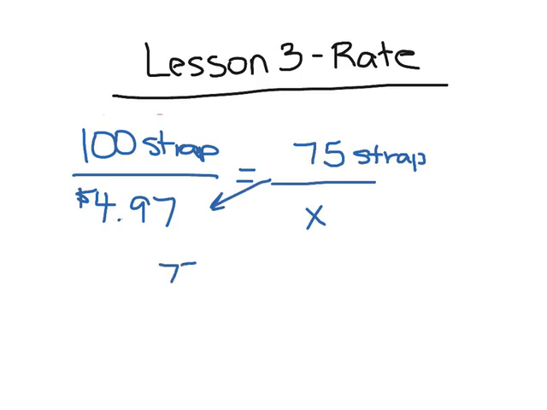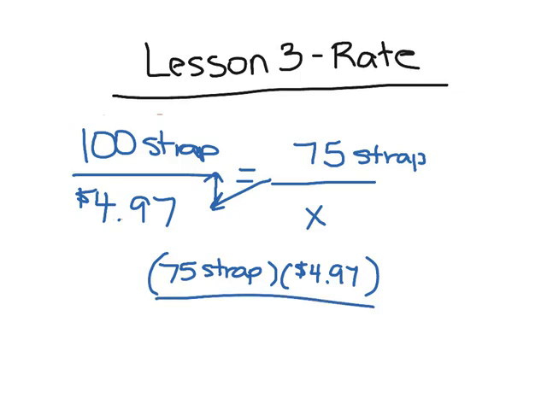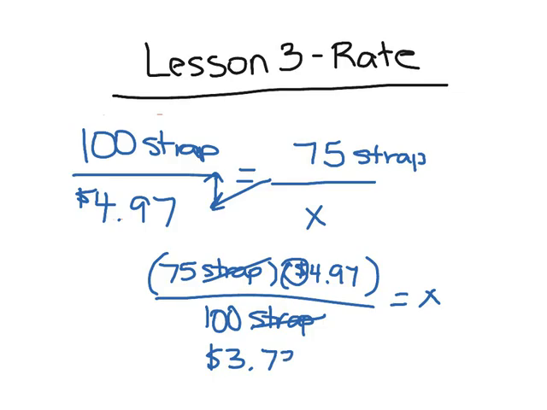So we have 75 straps times $4.97 divided by 100 straps equals x. So our straps are going to cancel, and we're left with dollars. So our answer when we calculate it out, 75 times 4.97 divided by 100, to the nearest cent is $3.73. So it's going to cost $3.73 to buy 75 straps.